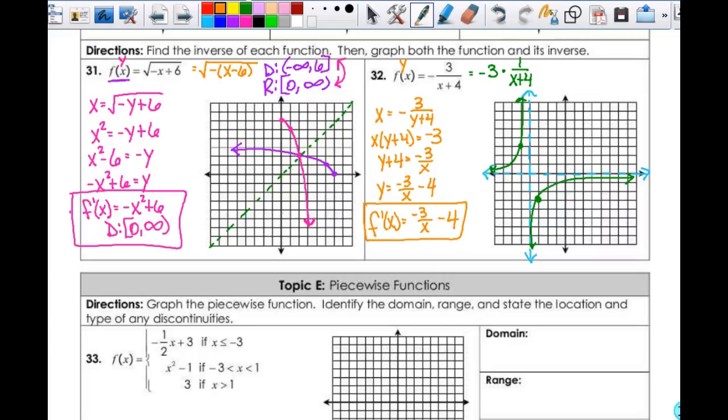For my original one, okay, this one right here, my domain, so my x's, I'm going from -infinity to -4, and then from -4 to infinity. My range goes from -infinity to 0, and then 0 to infinity. So remember that the domain and range switch places here. So this domain is going to be -infinity to 0 and 0 to infinity. So I know that before I ever start.